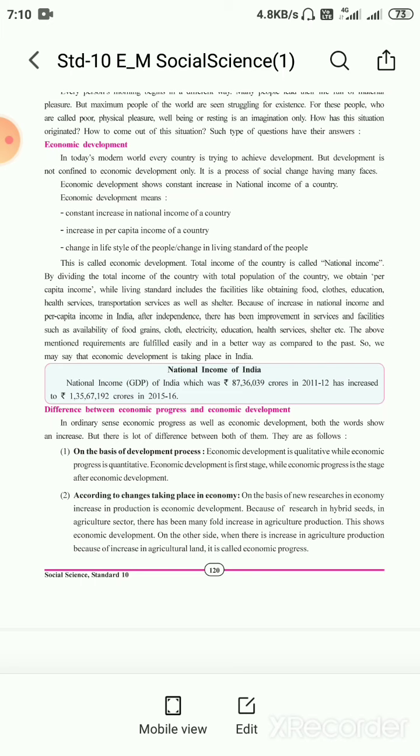Second point, according to the changes taking place in economy, due to new researches in economy, we experience increase in production because of the research in hybrid seeds in agriculture sector. We have seen there are many fold increase in agriculture production. This shows economic development. Whereas on the other side, when there is increase in agriculture production because of the increase in agricultural land, then there is economic progress.